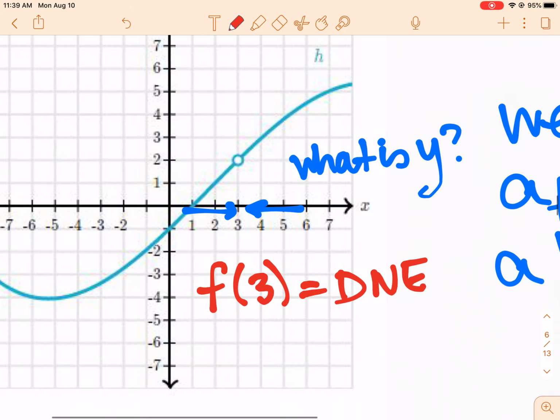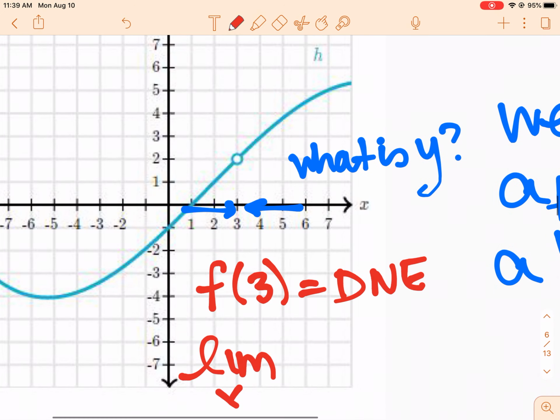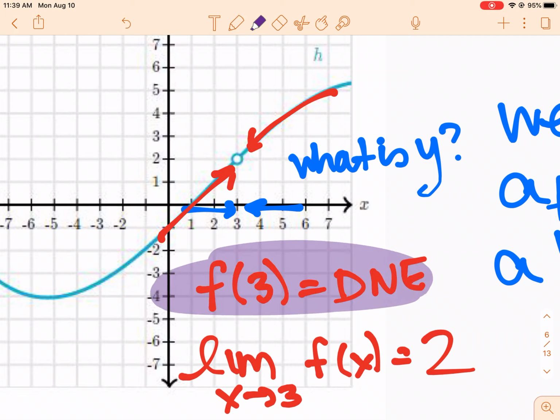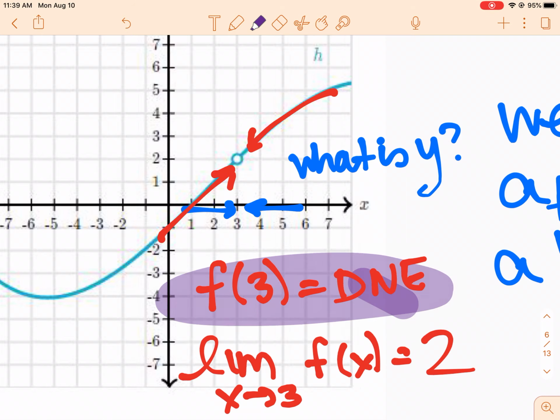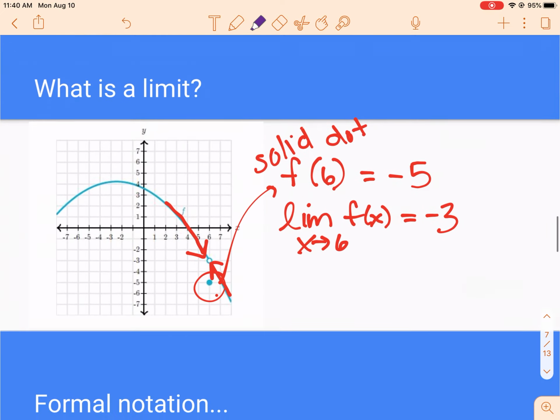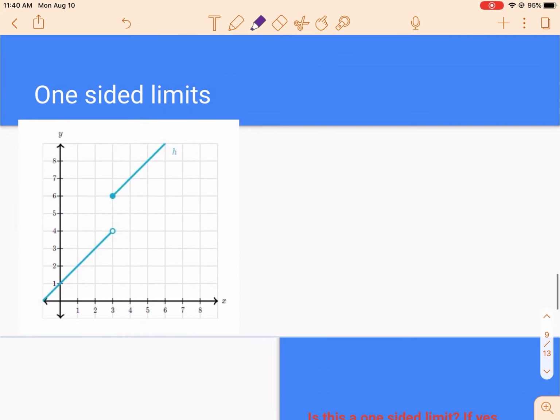That doesn't mean the limit doesn't exist, because my limit as we approach 3 of this function is 2. Well, why? Because I'm approaching it. I'm not actually standing in it. So this idea is, can you stand there? No. Can you approach it? Sure, I can approach it. Okay, so again, go back if you need to.